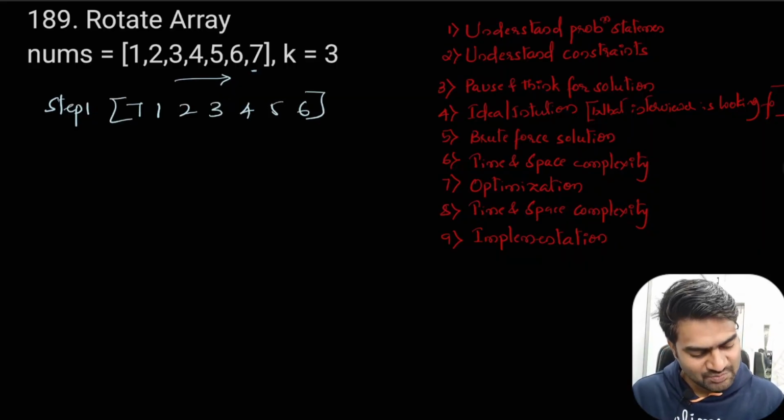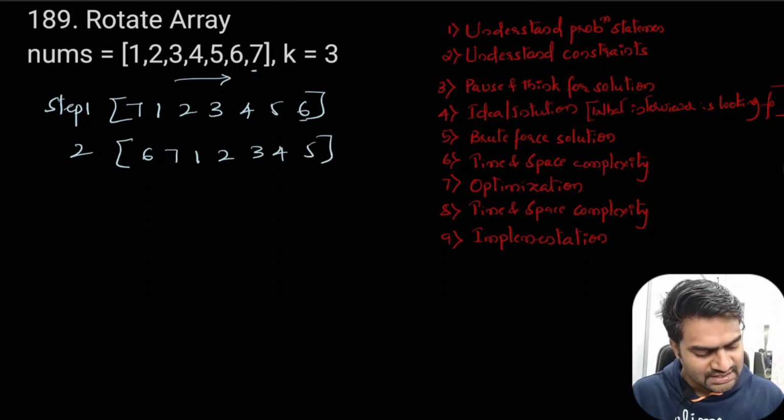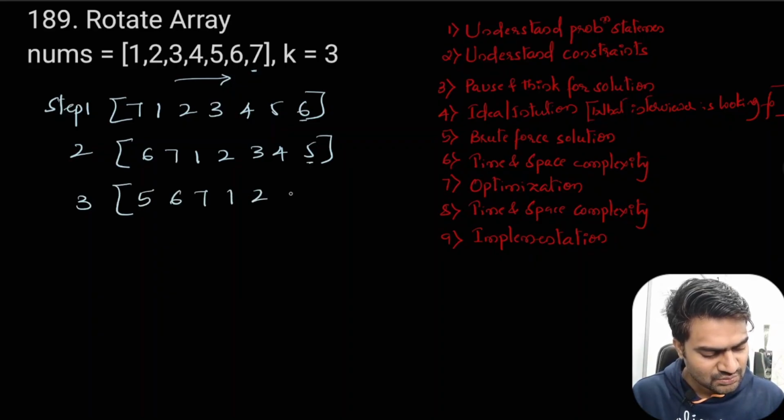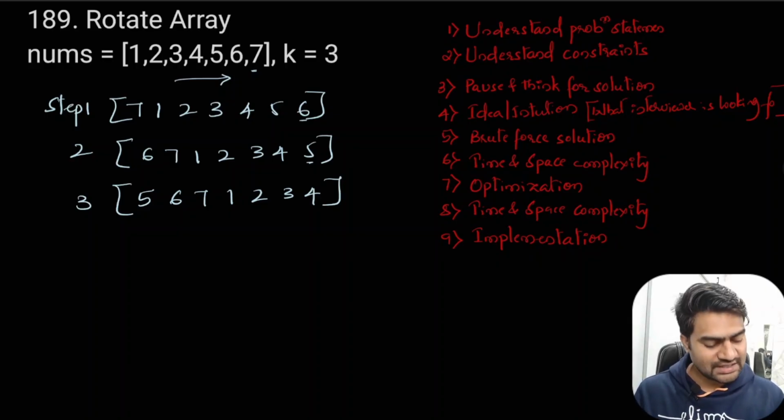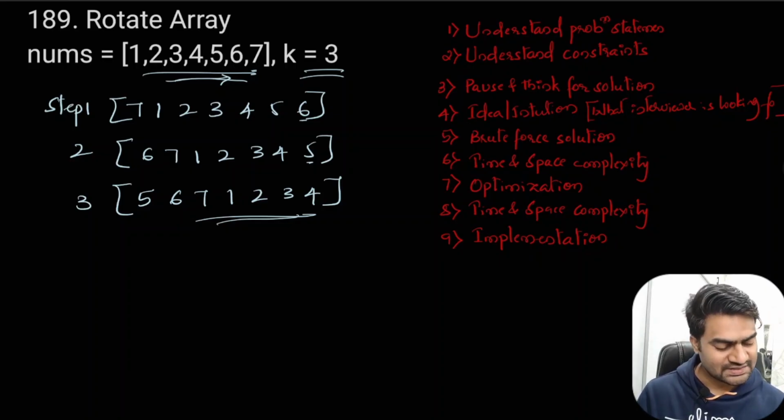This is one step. Next, the second step would be 6, 7. This time 6 will come at the beginning, that's why it starts from 6, 7, 1, 2, 3, 4 and 5. Next, step 3. Now again 5 will come at the beginning, so 5, 6, 7, 1, 2, 3, 4. After rotating this array by 3 steps, we get this output, and we need to return this output. This is what is expected out of this problem.